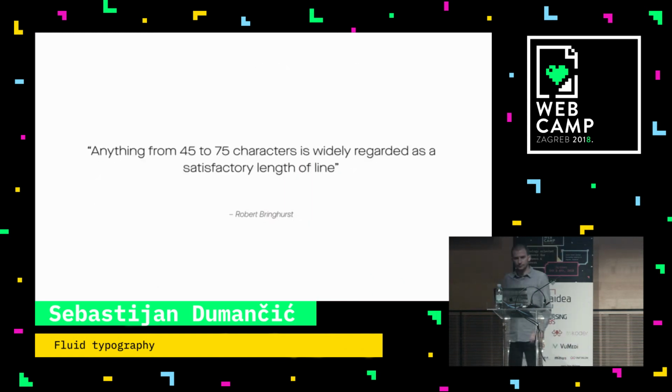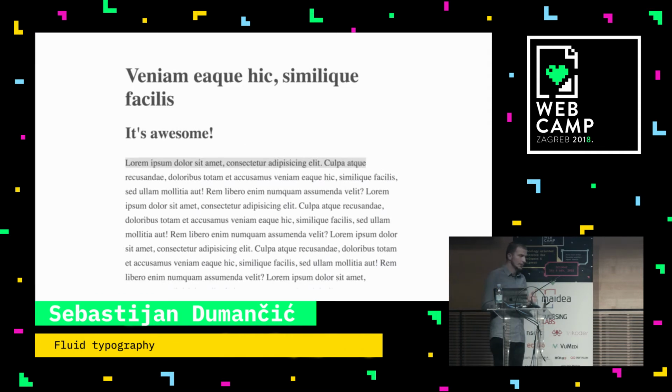There's also a quote by Robert Bringhurst that anything from 45 to 75 characters is widely regarded as a satisfactory length of line. Some other research lately shows that 95 characters is actually the optimum size for speed reading, but it actually doesn't matter. The idea behind this is that we can keep the line length fixed.